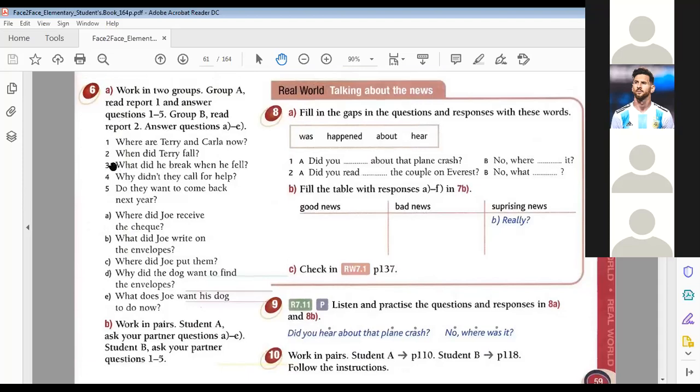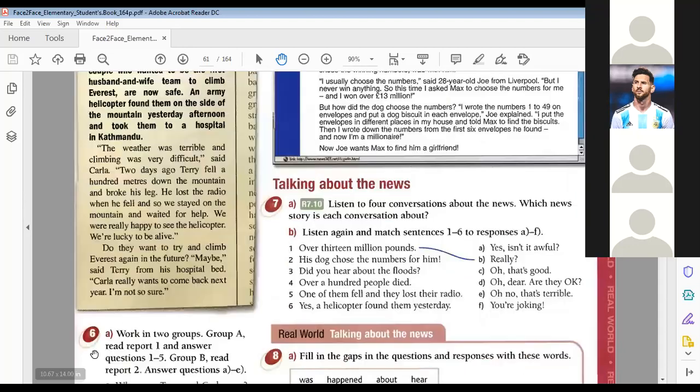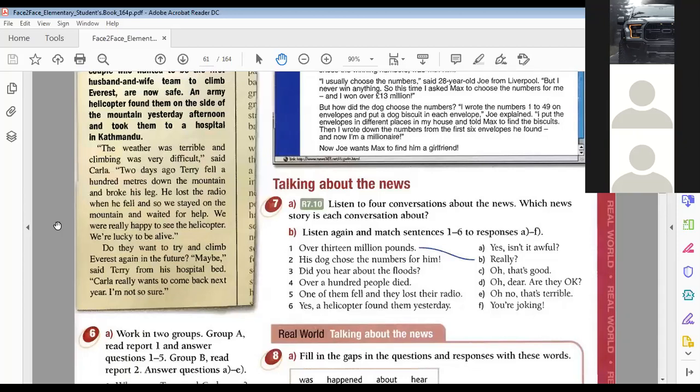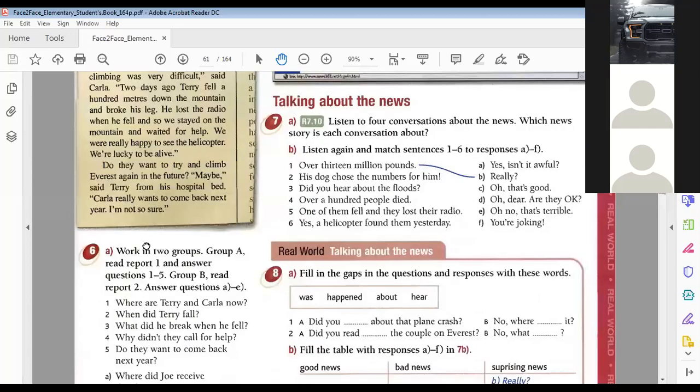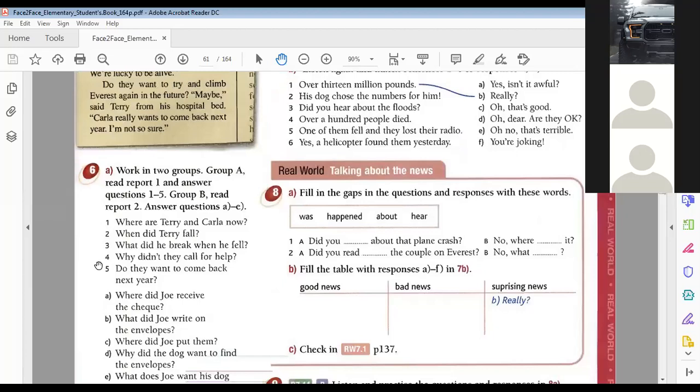Why didn't they call for help? Yes, why? Lost the radio. Okay, give him a chance, Najat. Sorry. No problem. Did you find it, Rashid? Yes, Najat answered it. Okay, you can take the next question. Rashid, you can take number five.